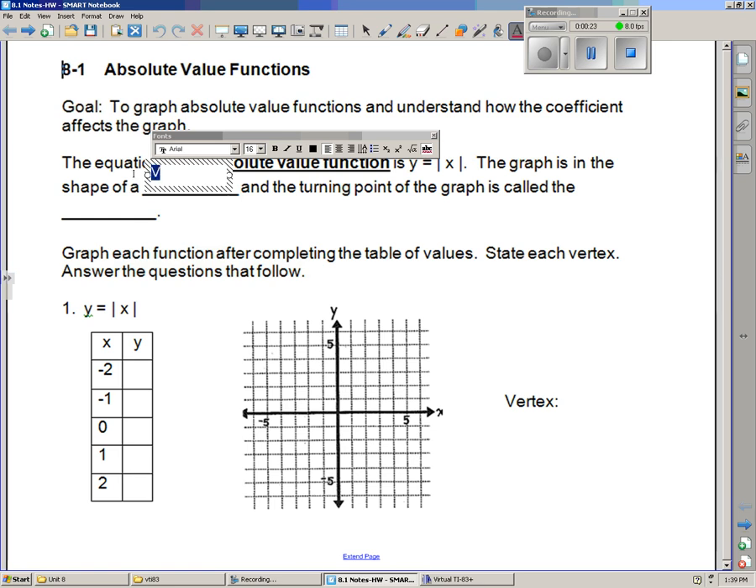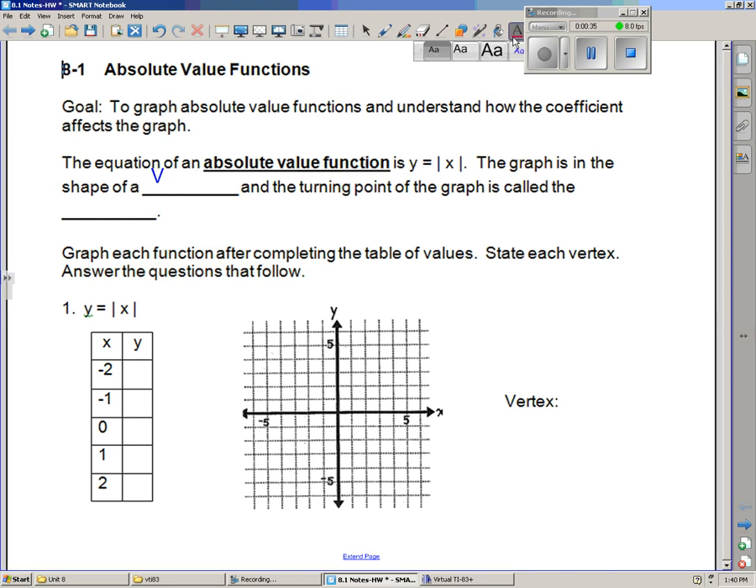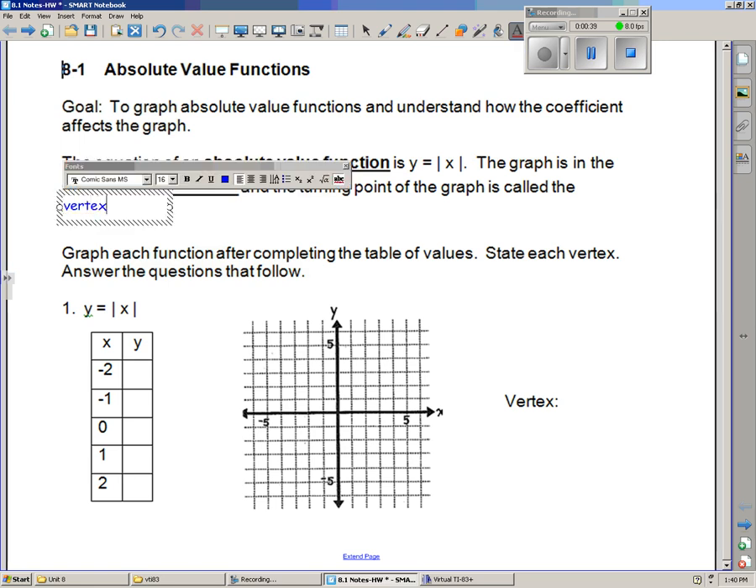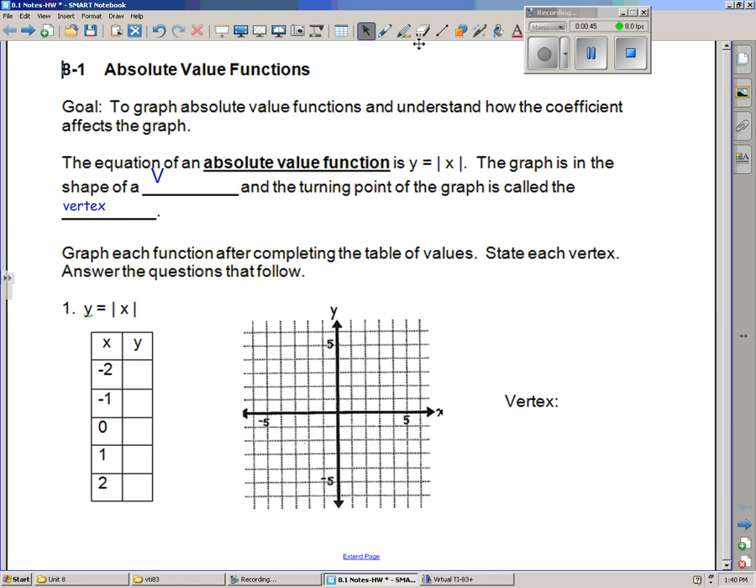Let's make this a little bit bigger, and maybe we'll change this color real fast. So it's going to be in the shape of a V. All right, and then also the turning point of the graph, just like it was before with parabolas, the turning point here happens to be called the vertex. Okay, so this is pretty much just like what we did with quadratics with the parabolas, but now we're dealing with absolute values.